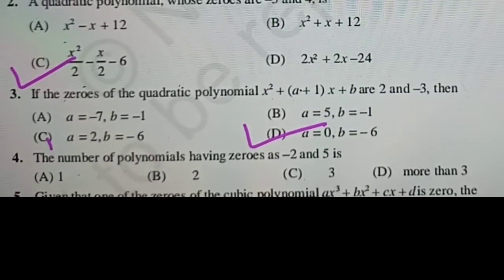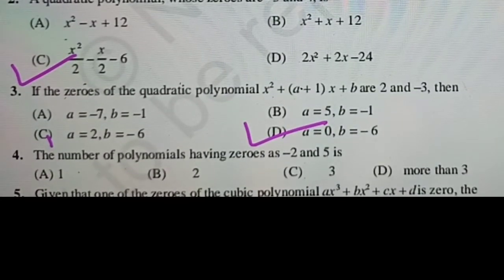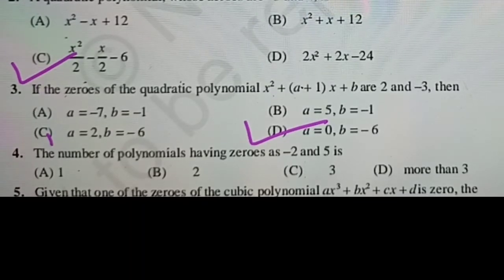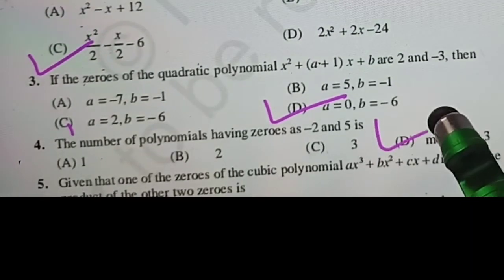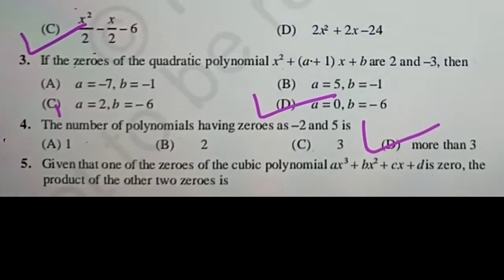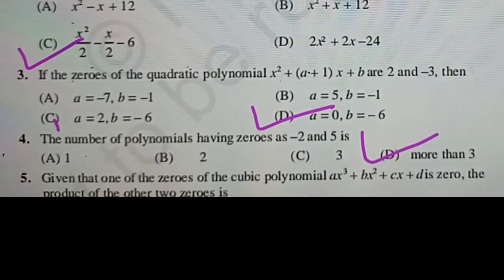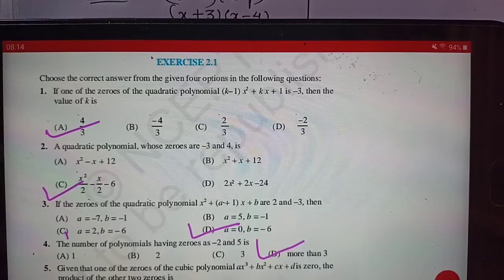Now let's go to question number 4. It says number of polynomials having zeros as minus 2 and 5 is dash. So how many polynomials can we have with any two zeros? You can directly write that the answer is infinite, right? So the number is more than 3. If you want to work it out, because they have not asked for the polynomial, they are simply asking the number of polynomials whose zeros are this.